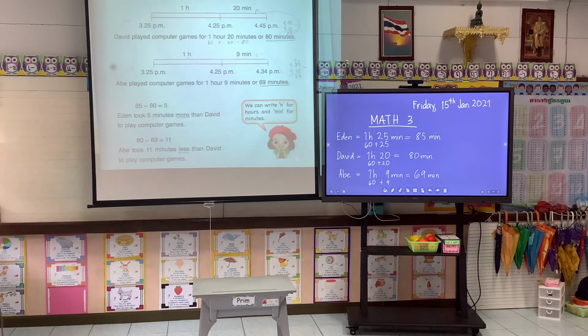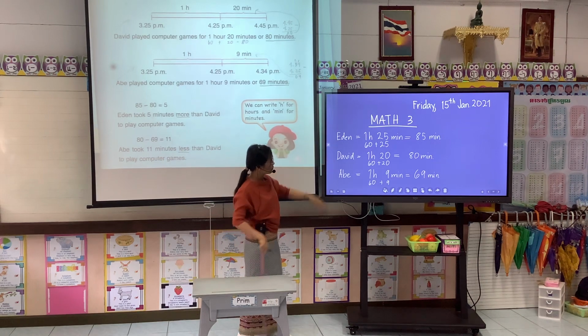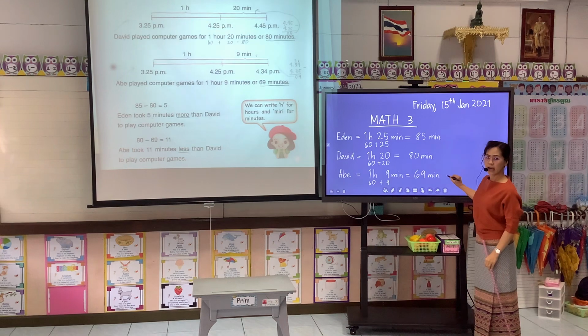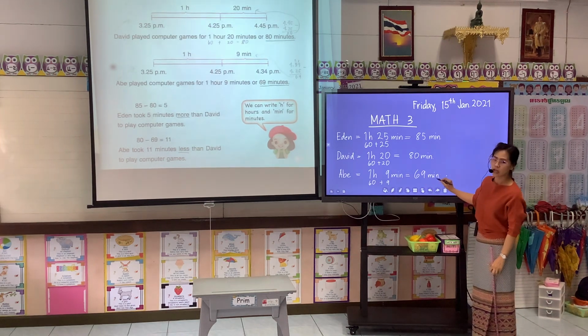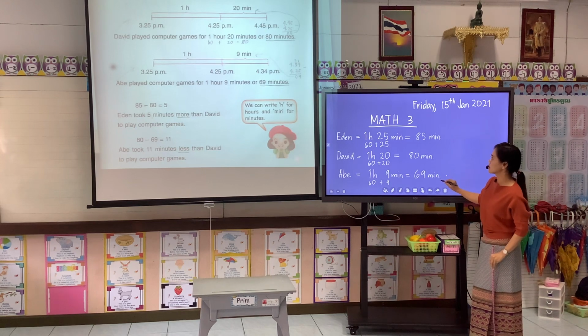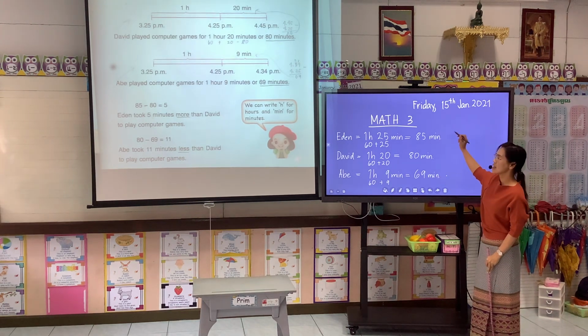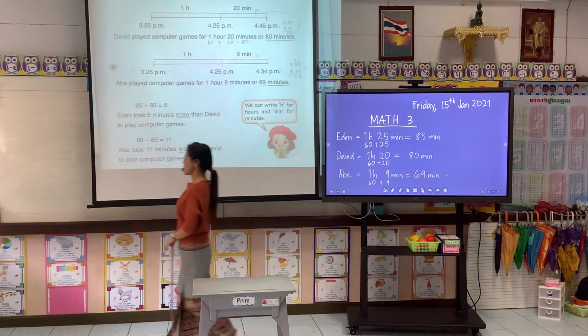Okay, the final question was, who took the shortest time? Look at this. Who took the shortest time? The shortest is Abe. So Abe took the shortest time, 69 minutes. Who took the longest time? 85, that is Eden. Eden took the longest time to play computer games.